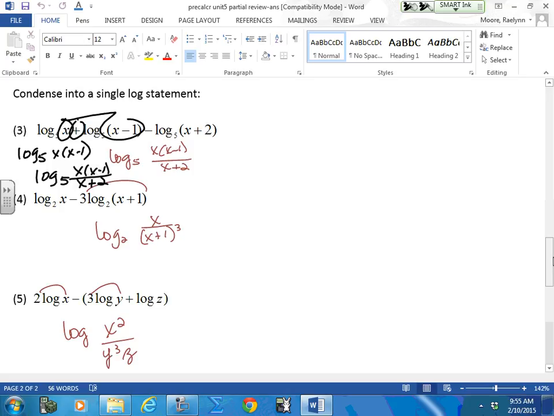If you see a number in front, bring it up first. There's your power. You can't bring logs into one until it says log equals log, or log plus log, or log minus log. Get rid of that power up there first. Good? Remember these rules from way back?